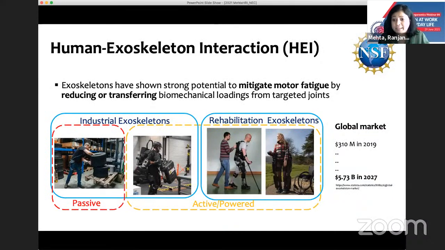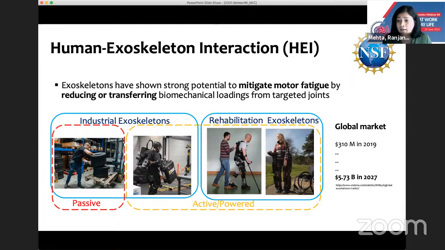So for this particular talk, I want to talk about human exoskeleton interaction. The reason I chose this is because this is a really clear example of mind-motor machine interaction. And exoskeletons, like the standing desks, are now booming in industrial domains. They have shown strong potential to mitigate motor fatigue by reducing or transferring biomechanical loads from the regions of the body that the exoskeleton is designed for. The global market for industrial exoskeletons is going to be crossing 5 billion by 2027.